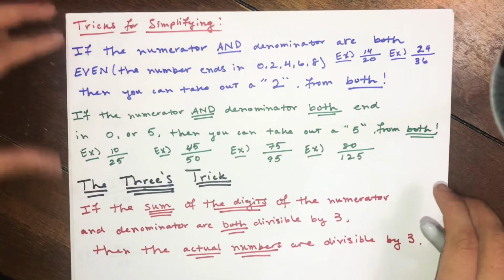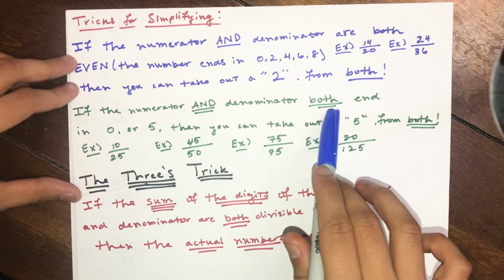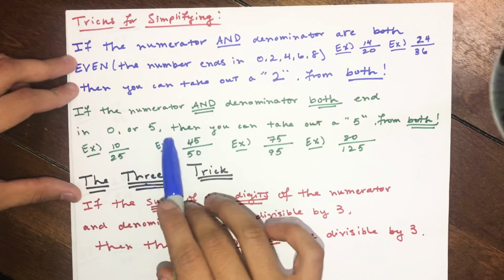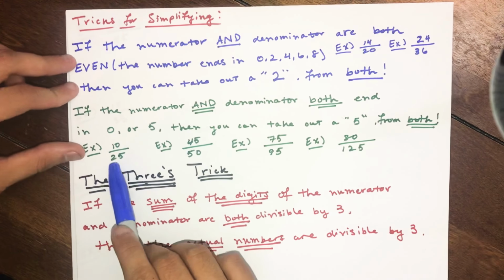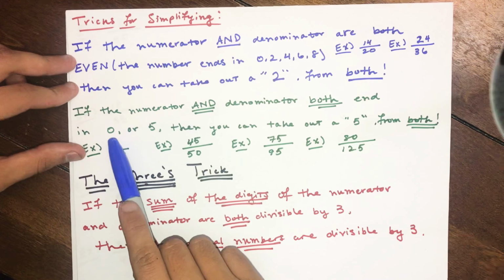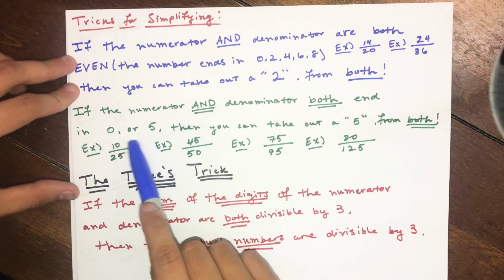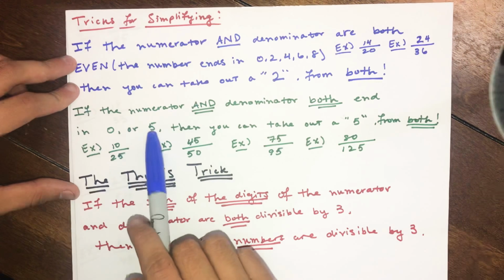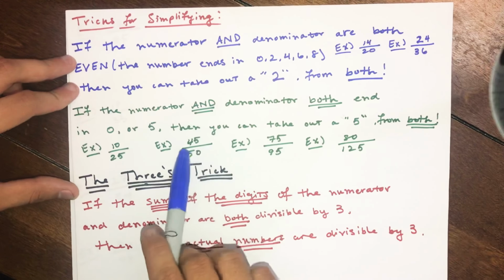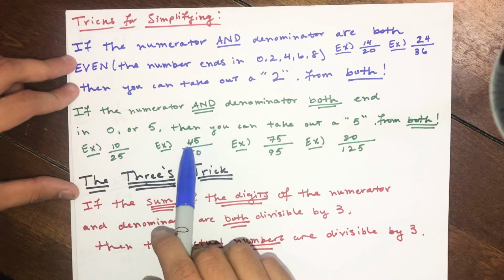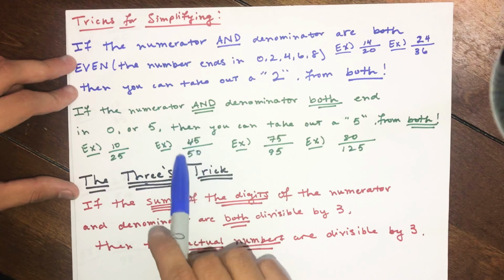Another trick is that if the numerator and the denominator both end in 0 or 5, then you can take out a 5 from both of them. For example, 10 ends in 0 and 25 ends in 5, right? So 5 goes into 10 and 5 goes into 25 evenly. 5 goes into 10 2 times, 5 goes into 25 5 times. Same thing with 45 and 50. 5 goes into 45 evenly, 9 times. 5 goes into 50 10 times.